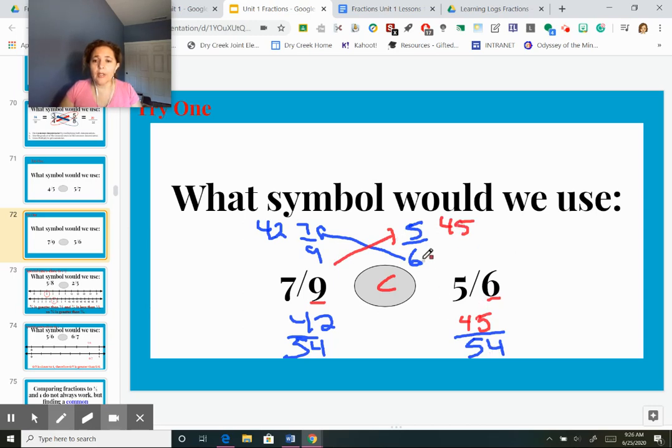So in essence, remember, 6 times what is 54? 6 times 9. So if I multiply this by 9, I got to multiply that by 9. So 5 times 9 is 45. And then same thing with the opposite. In essence, that's what the cross multiplication is. So to get 54 over here, I did 9 times what is 54? Well, it's 6. 6 times 9 is 54. So I multiplied this by 6. And then I multiplied the 7 by 6. 7 times 6 is 42. That's why the cross multiplication works. Okay?